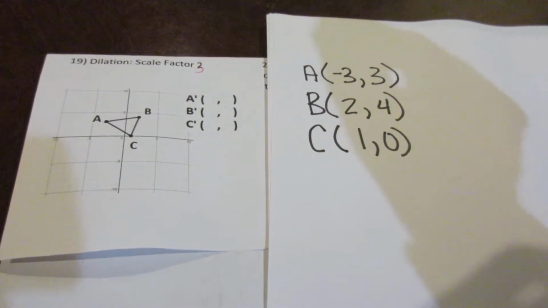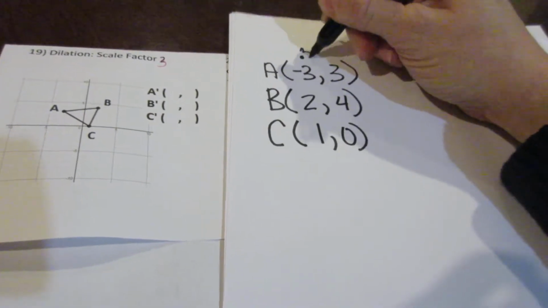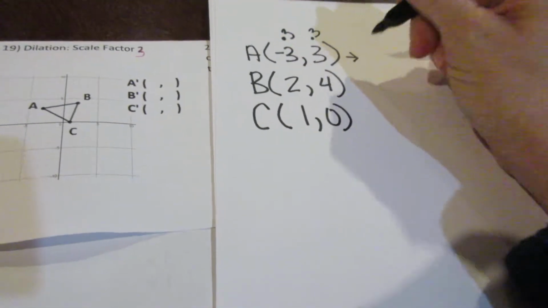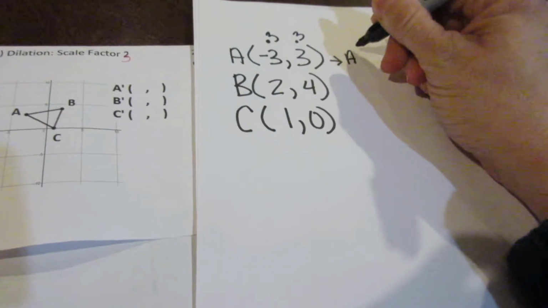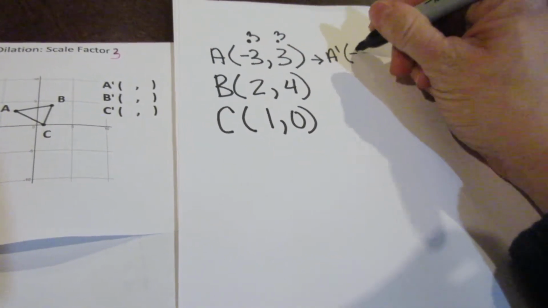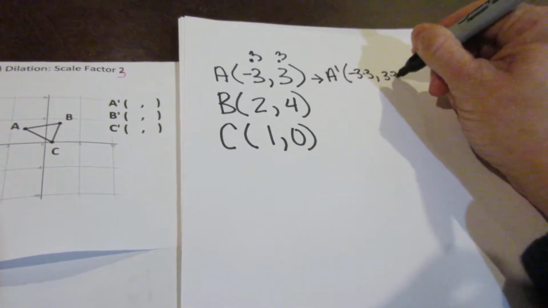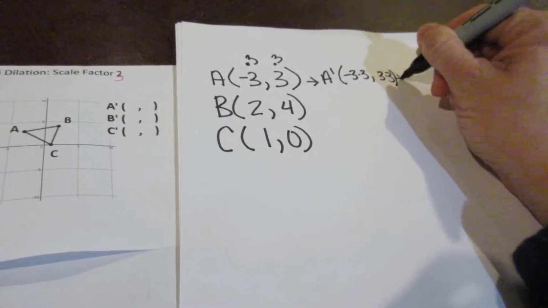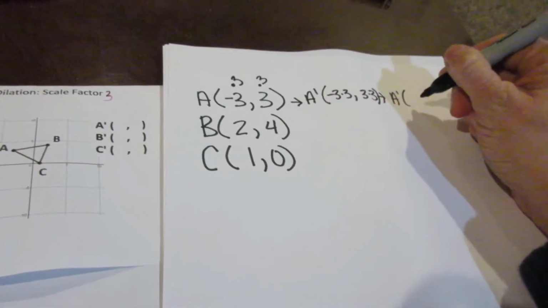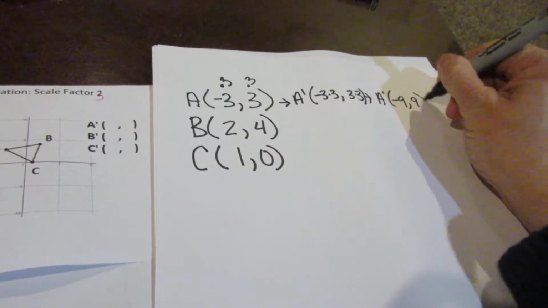So to dilate with a scale factor of 3, all you need to do is multiply both your x and y values by 3. So that's going to give you, A is going to turn to A prime, and that's going to be -3 times 3 and 3 times 3. So A prime is ultimately going to be -3 times 3 is -9, and 3 times 3 is 9.